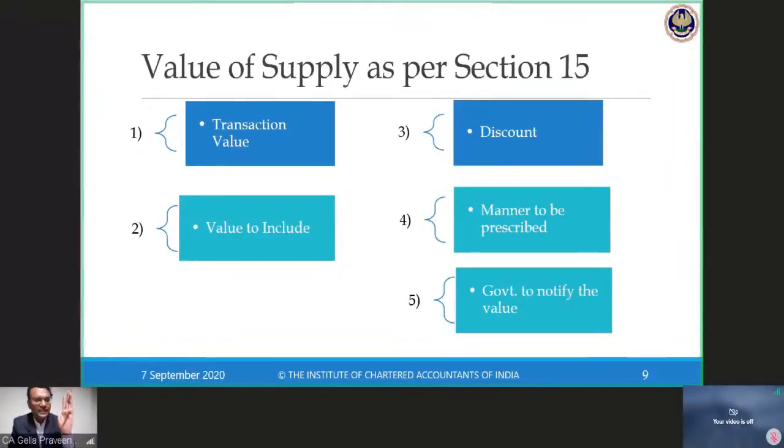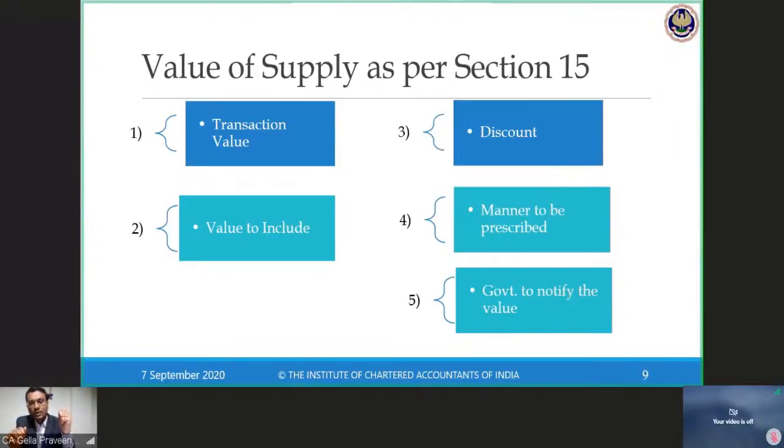Subsection 1 deals with your transaction value. So in simple terms, my subsection 1 is going to define what a transaction value is and when you can go with the transaction value. Subsection 2 talks about value to include. When you are looking at the transaction, what is the value which you call transaction value? What elements have to be included? Subsection 3, a discount which needs to be excluded. When you look into transaction value, from that transaction value, there is something called a discount. When I can deduct, when I can exclude that from my transaction value.